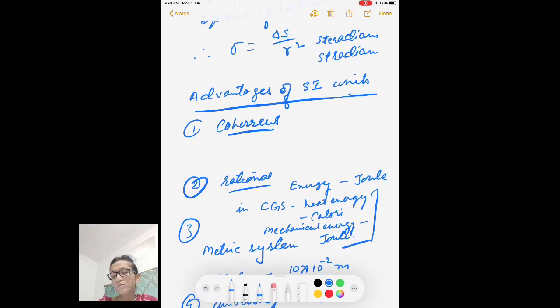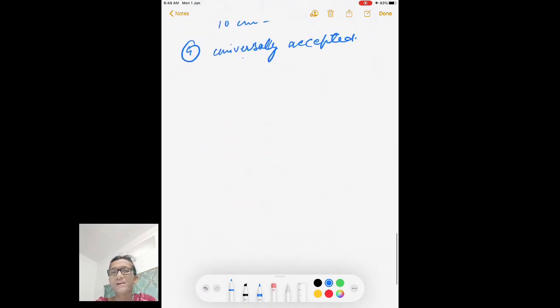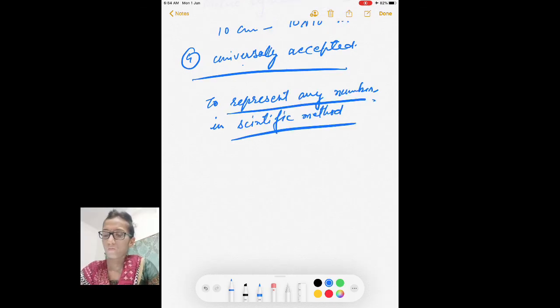So these are the things why the SI system of units is very advantageous. Now the next topic is to represent any number, any measurement in a scientific method, a scientific way. We have to measure very small magnitudes as well as very large magnitudes.